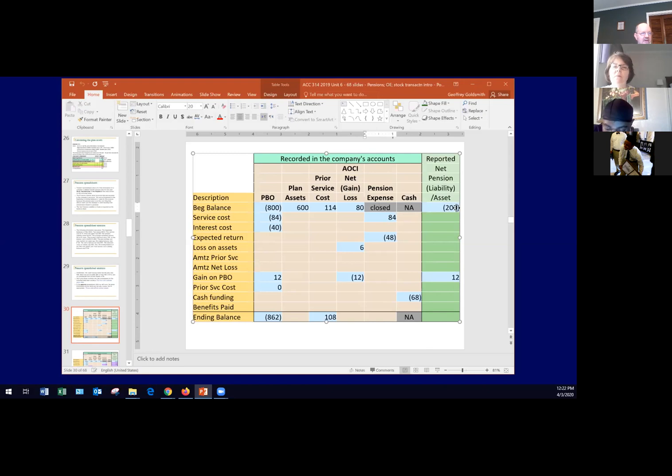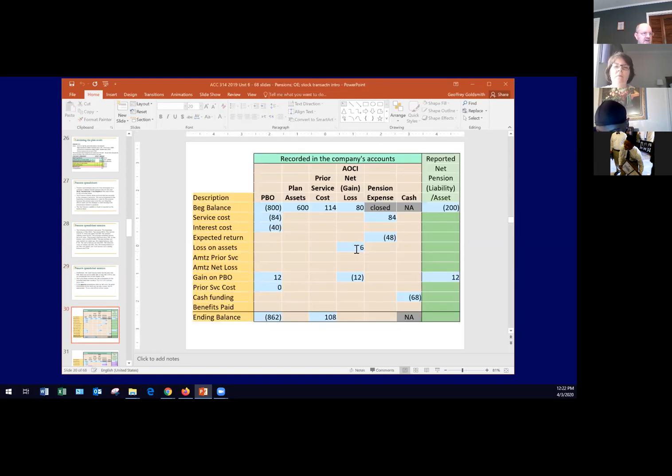Net liability, 200 million. Then we were told by the actuary that the service cost for the year was 84 million. So that's pension expense. The interest cost was 40 million. We were told that the expected return was 48 million, so that decreases pension expense by 48 million. Loss on assets during the year, 6 million. That's the unexpected loss, so that goes to AOCI. Gain on the PBO, 12 million.